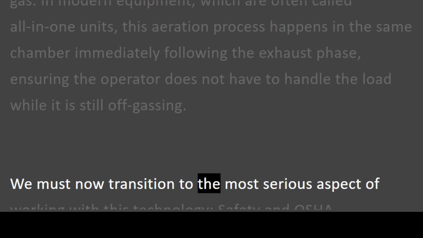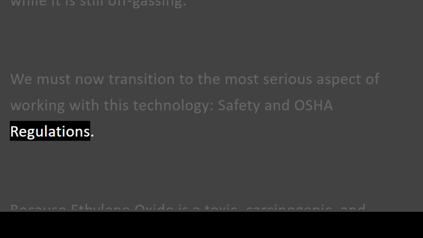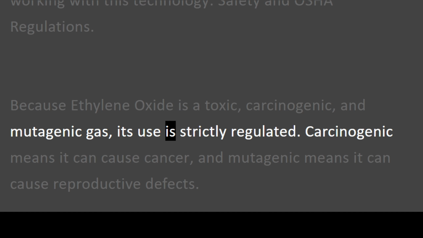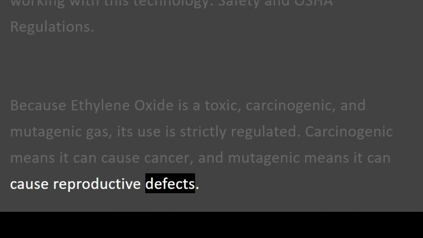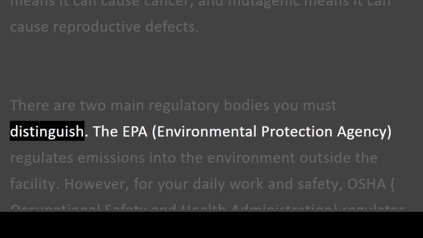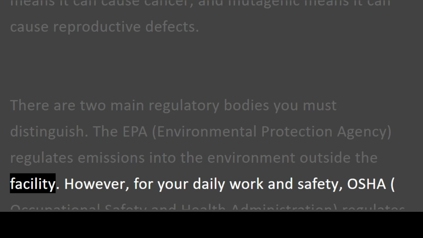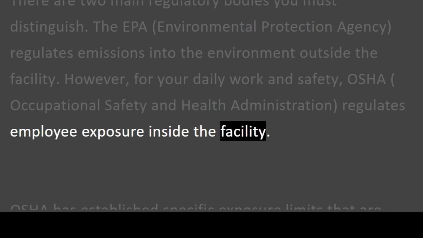We must now transition to the most serious aspect of working with this technology, safety and OSHA regulations. Because ethylene oxide is a toxic, carcinogenic, and mutagenic gas, its use is strictly regulated. Carcinogenic means it can cause cancer, and mutagenic means it can cause reproductive defects. There are two main regulatory bodies you must distinguish. The EPA, Environmental Protection Agency, regulates emissions into the environment outside the facility. However, for your daily work and safety, OSHA, Occupational Safety and Health Administration, regulates employee exposure inside the facility.